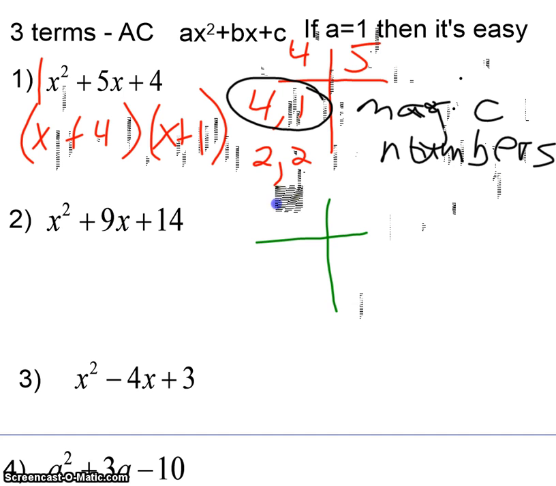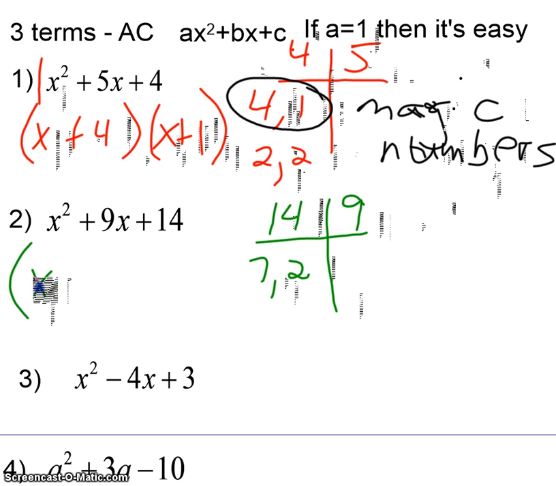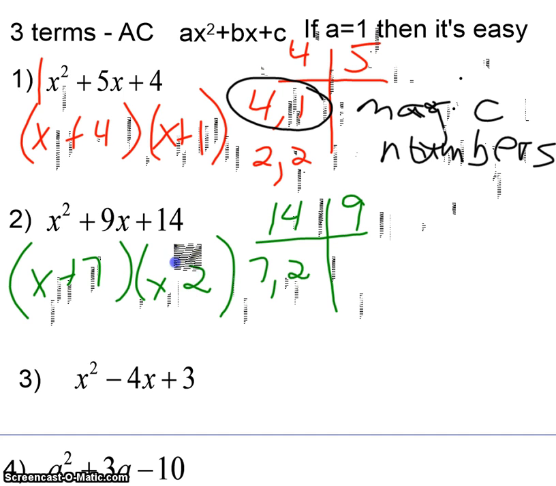So for problem number 2, I was looking for factors of C, which is 14, whose sum is B, which is 9. The magic numbers are 7 and 2. So the first times first gives you x times x. The last times last are the magic numbers. They're positive 7 and positive 2. This is easy. That's why I call it Easy AC. Problem 3.